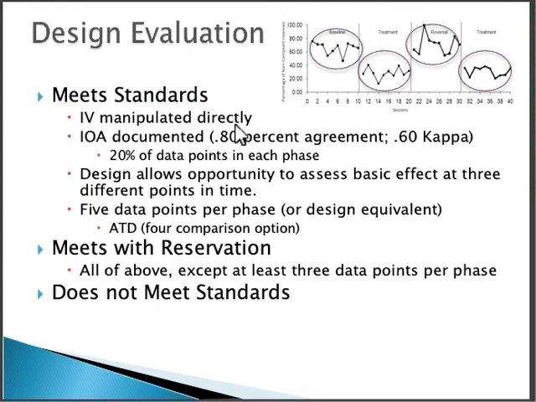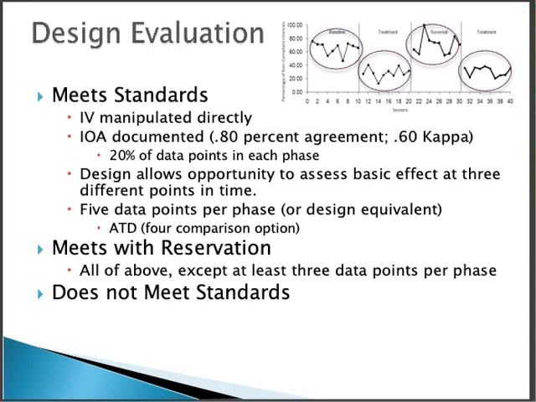So we would say that a design meets standards if the intervention was manipulated directly, if the IOA was documented at 0.8 or higher with 20% of data points. I usually do 30%, but 20% is okay. The design allows opportunity to assess basic effect at 3 different points in time, and 5 data points per phase, or whatever we have decided there. And then it would meet with reservation if it met all of these things except at least 3 data points per phase.